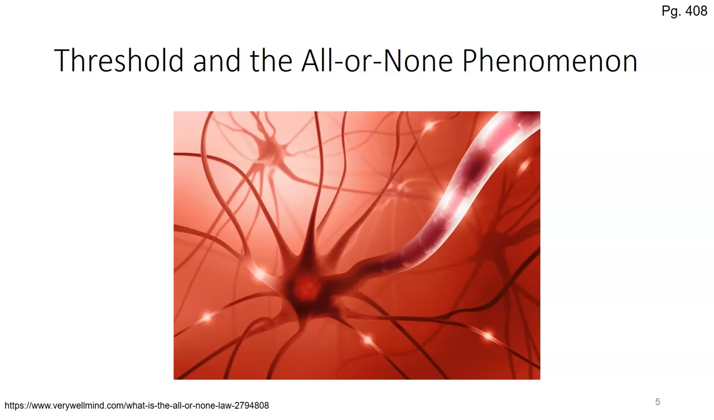Not all depolarization events will produce an action potential. For an axon to fire, depolarization must reach threshold voltage, and there is an all-or-none principle. An action potential either happens or it does not happen at all.